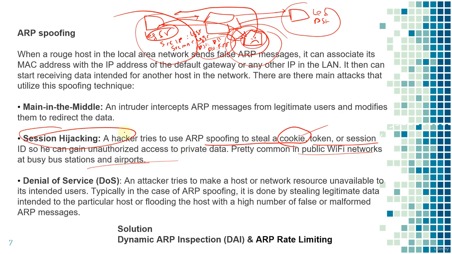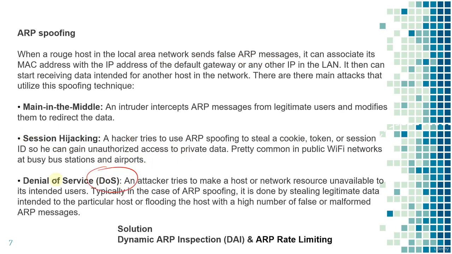Then we have denial of service, and we have been talking about denial of service throughout our program. Basically the attack is used so that the user cannot access the services. By using ARP spoofing, the attacker can flood the host with a high number of false, malformed ARP messages. So this could be another attack.